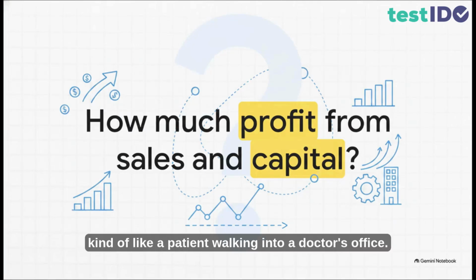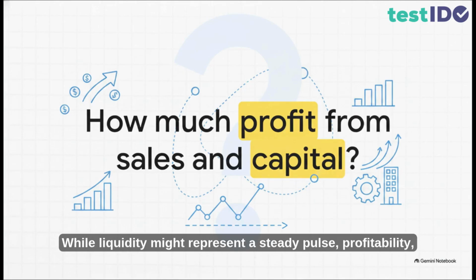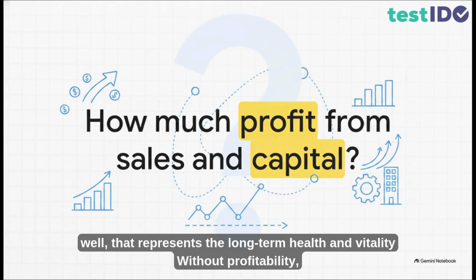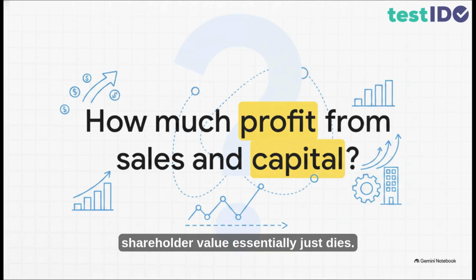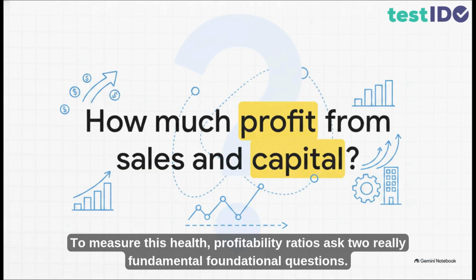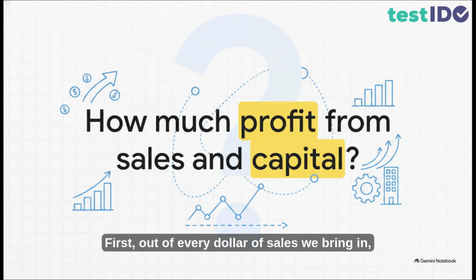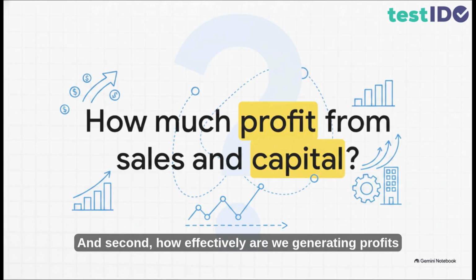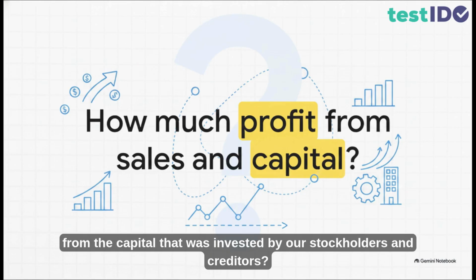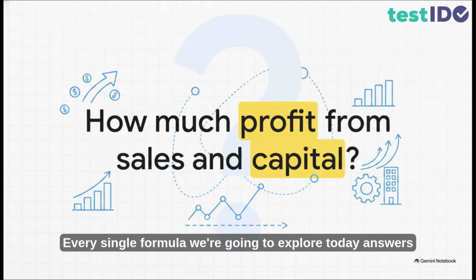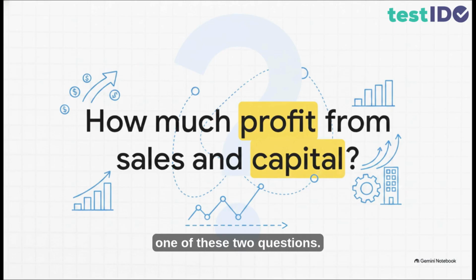I want you to think of a company kind of like a patient walking into a doctor's office. While liquidity might represent a steady pulse, profitability, well, that represents the long-term health and vitality of that patient. Without profitability, shareholder value essentially just dies. To measure this health, profitability ratios ask 2 really fundamental questions. First, out of every dollar of sales we bring in, how much actually makes it to the bottom line? And second, how effectively are we generating profits from the capital that was invested by our stockholders and creditors? Every single formula we're going to explore today answers one of these 2 questions.